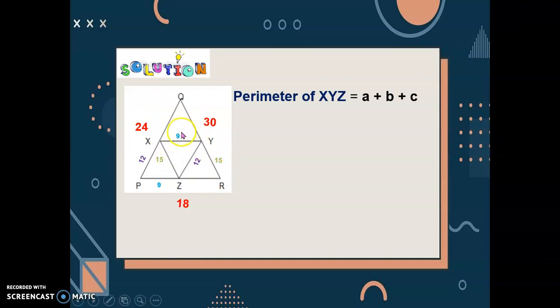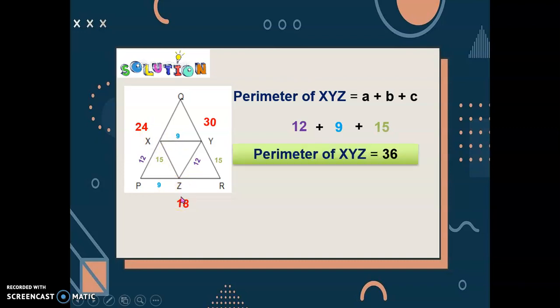Since nakuha na po natin yung measurements ng smaller triangle, we are now ready to find its perimeter. So, let us just represent the three sides by A, B, and C. Assuming that ang side A ko is etong si ZY, which is 12. And then, ang side B ko naman is 9. Nasa sa inyo po kung sino yung gusto nyo i-represent as A, B, and C. And my side C is side XZ.